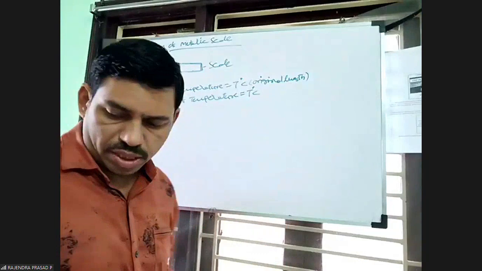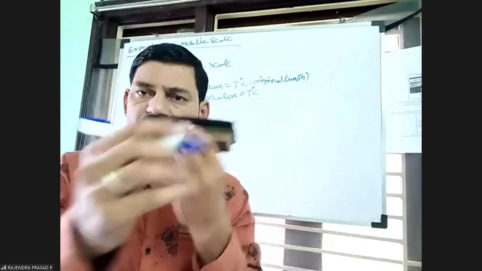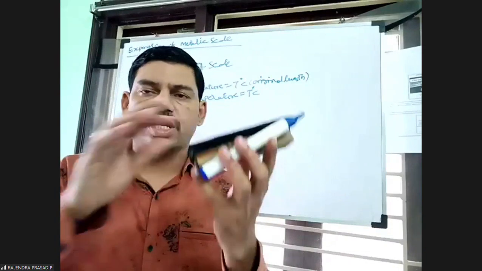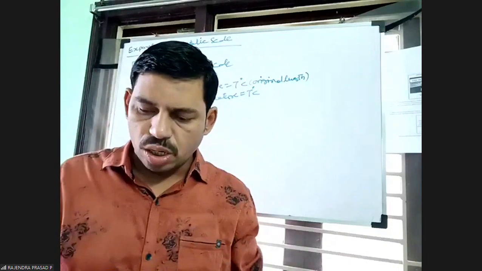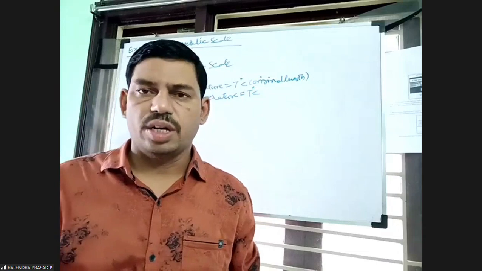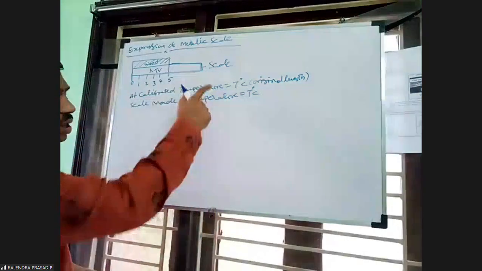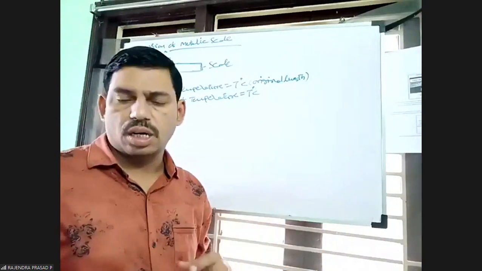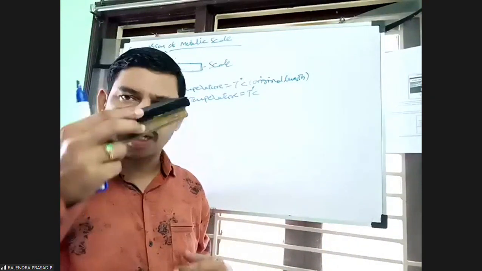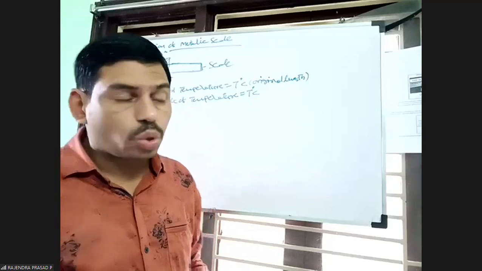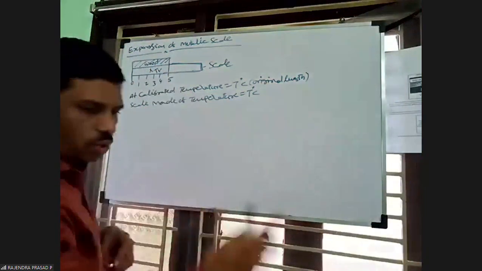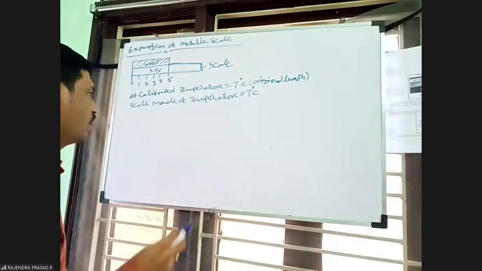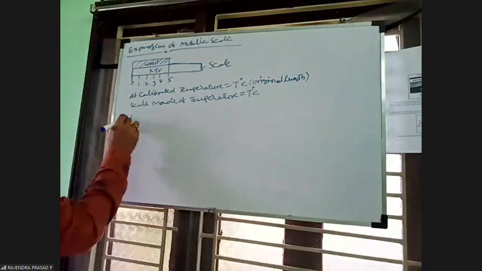So for example, this is the wood, this is the scale. The wood is measured by using the scale. So wood length is 5 centimeter. At room temperature, the measuring temperature is the calibrated temperature. It is the true value temperature, T degrees C. Okay, right. So there are 3 or 4 cases.